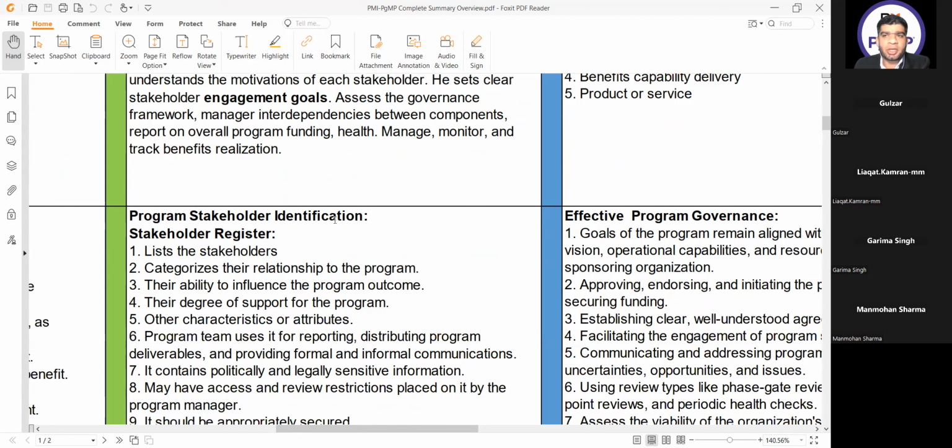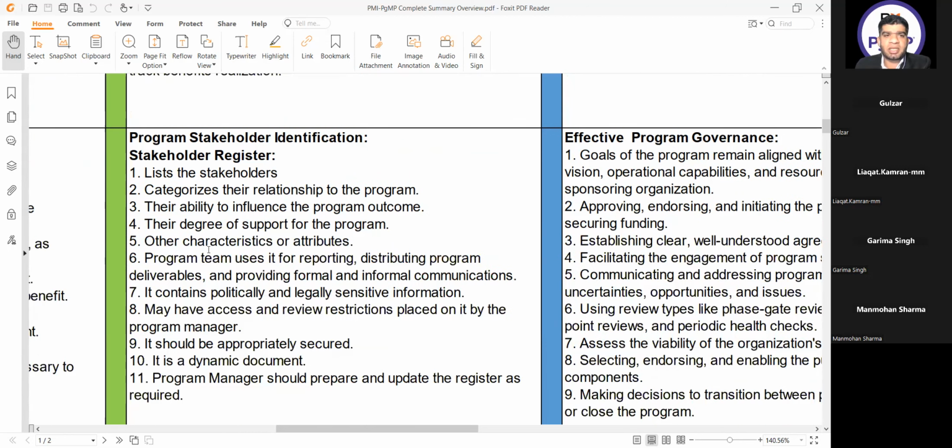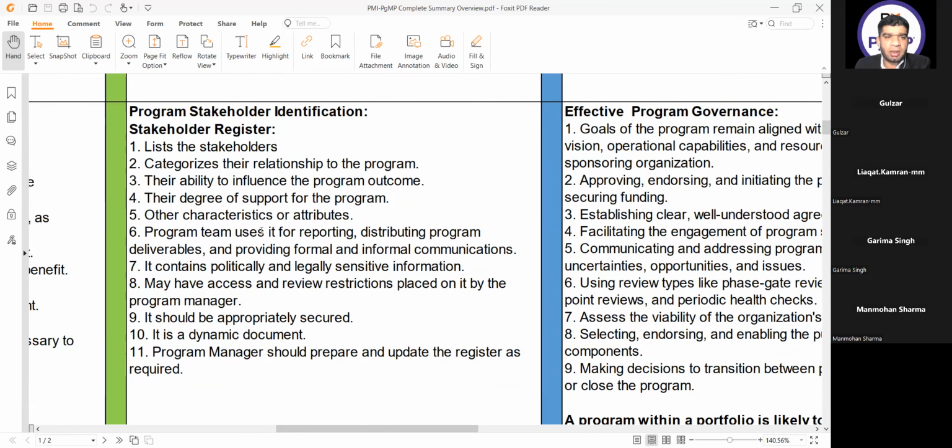Then we have program stakeholder identification, in which we get the stakeholder register. What is in the stakeholder register? Number one, it lists the stakeholders, categorizes their relationship to the program, their ability to influence the program outcome, their degree of support for the program, and other characteristics or attributes. The program team uses it for reporting and distributing program deliverables and providing formal and informal communications.